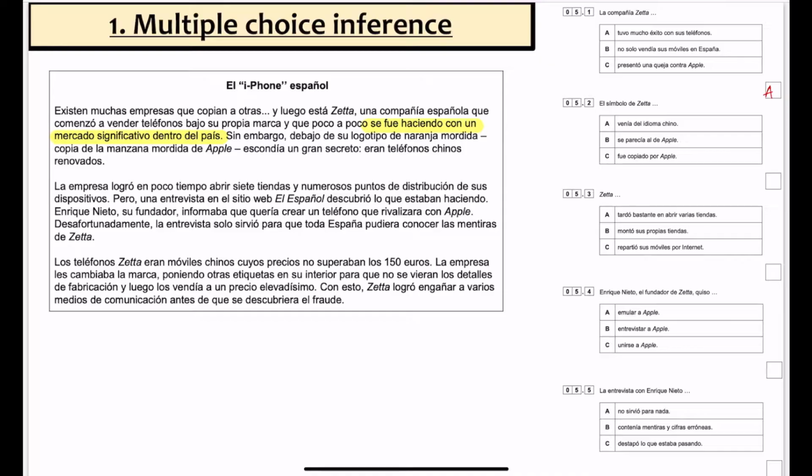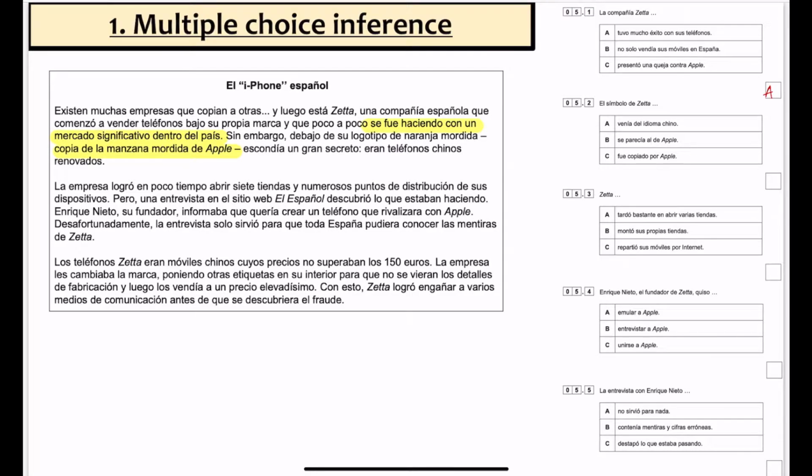El símbolo de Z, and I'm going to approach it in exactly the same way. Venía del idioma chino, se parecía al de Apple, fue copiado por Apple. So it came from the Chinese language. It seemed similar to Apple, or the symbol was copied by Apple. Sin embargo, debajo de su logotipo de naranja mordida, copia de la manzana mordida de Apple. So here we have our answer. It was a copy of the eaten apple by Apple.